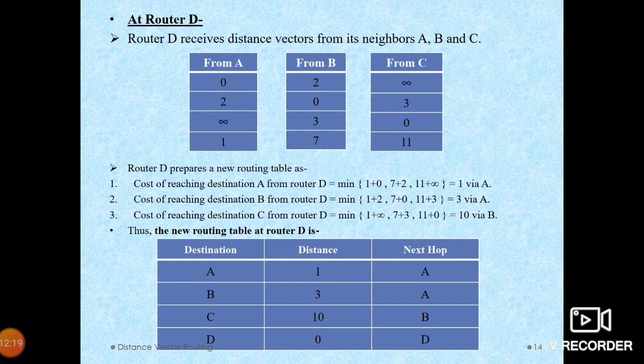Through A we are able to reach B in the shortest path. Though we have a direct link from D to B, that is 7, which is higher than 3. So we want to consider the minimum path, and then we are moving from D to A and A to B. And finally at destination C, 1 plus infinity, 7 plus 3, 11 plus 0, that is 10 via B. We want to update the routing table here.